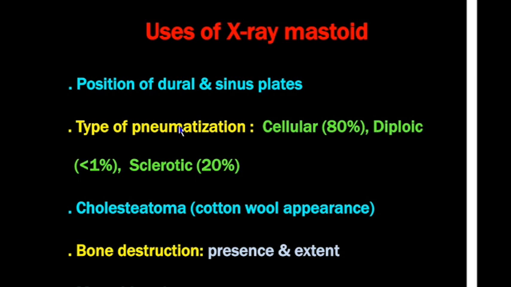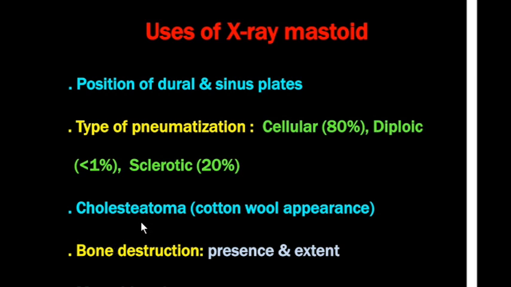So what are the uses of X-ray mastoid? To locate the position of dural and sinus plates, to see the type of pneumatization. This again you all know. What are the types? Cellular, diploid and sclerotic. What is the meaning? Cellular means there is a lot of bone and there is a lot of air. Sclerotic is more of bone, and diploid is a combination. More commonly people have a cellular mastoid, less commonly sclerotic.